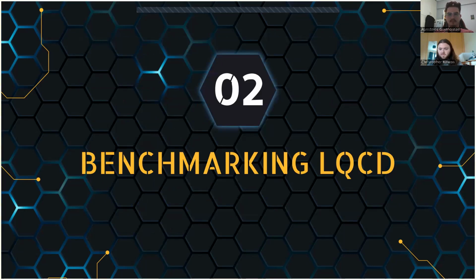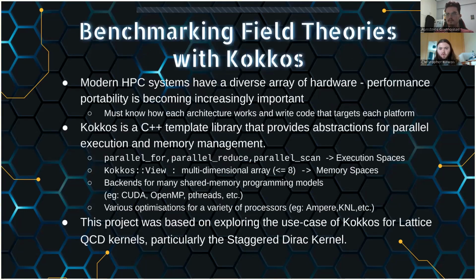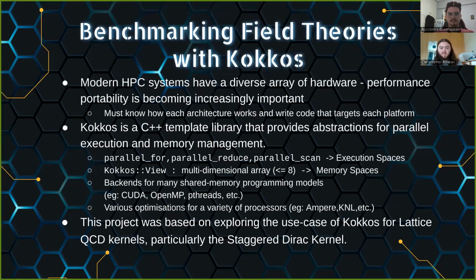Hi, I'm Christopher, and my side of the project was on benchmarking Lattice QCD using the Kokkos programming model. Modern HPC systems have a diverse array of hardware, thus performance portability is becoming increasingly important, especially in the exascale era. Therefore, programmers must know how each architecture works and write code that explicitly targets each platform, which is a very time-consuming and difficult process. So how do we solve this problem?